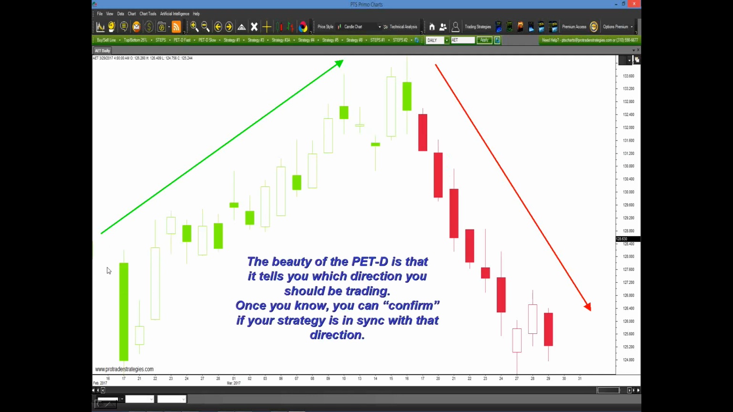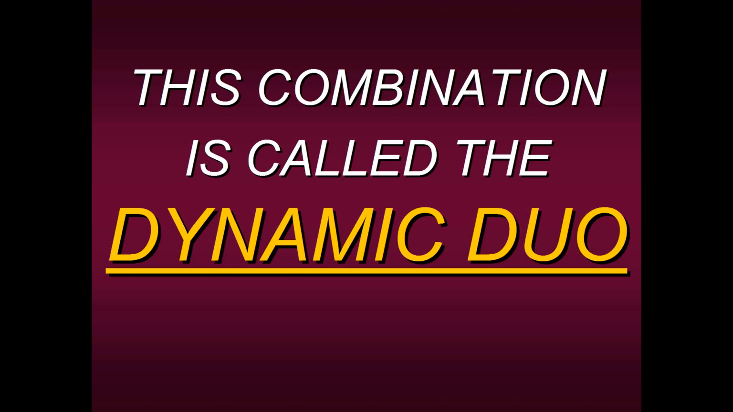So you knew well in advance when you had a series of green bars that we were going higher, and you knew well in advance when you had a series of red bars that you were going lower. As you can see, the beauty of the PET-D is that it tells you which direction you should be trading. And once you know, you can confirm if your strategy is in sync with that direction. So when you confirm the strategy signal, then you can see whether it's a valid trade to take, or whether you should filter it out and not take that trade. This is the beauty of the PET-D. When you combine these two methods that are both highly consistent, this combination is called the dynamic duo.